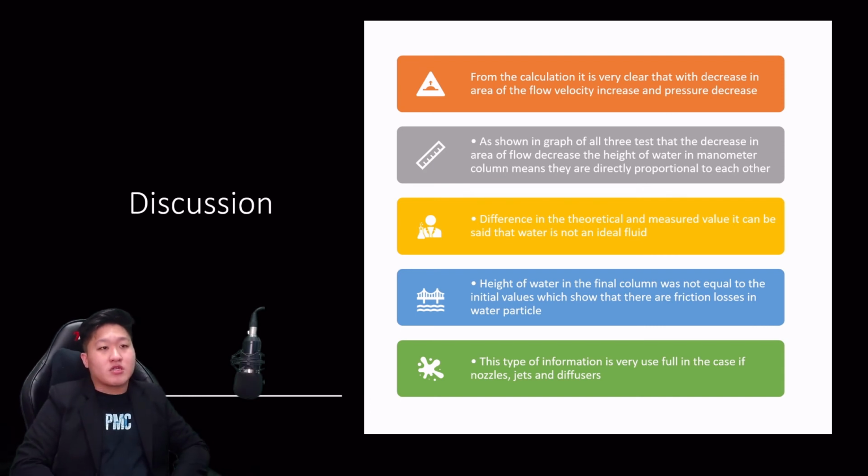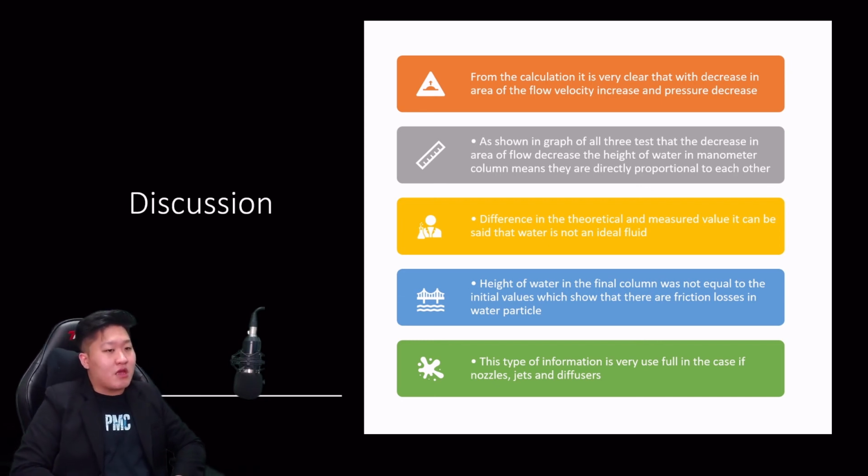From the calculation, it is very clear that with a decrease in the area of flow, velocity increases and pressure decreases. As shown in the graph, in all 3 tests, the decrease in area of flow decreases the head of water in the manometer column, meaning that they are directly proportional to each other. The third discussion we can get is the difference between the theoretical and measured values. It can be said that water is not an ideal fluid.